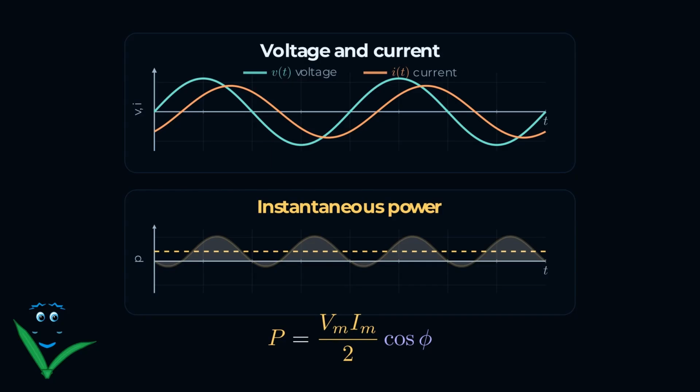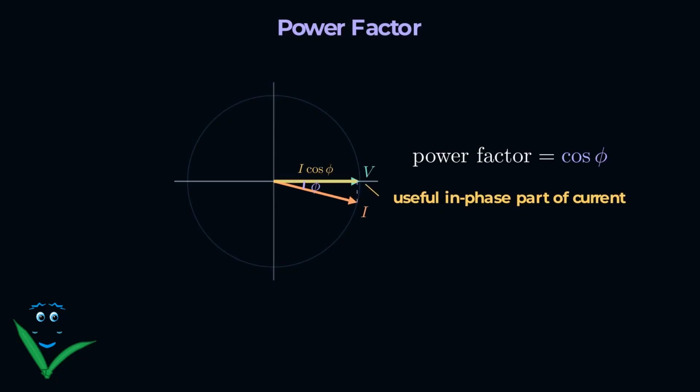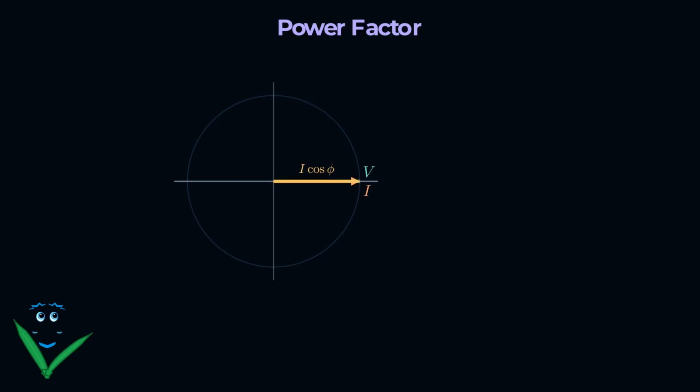Since the RMS voltage is Vm divided by root 2 and the RMS current is Im divided by root 2, the average power can be written as capital P = capital V × capital I × cos φ. This is the general equation for real power in a sinusoidal AC circuit. The quantity cos φ is called the power factor. It indicates how effectively the RMS voltage and current produce average real power.